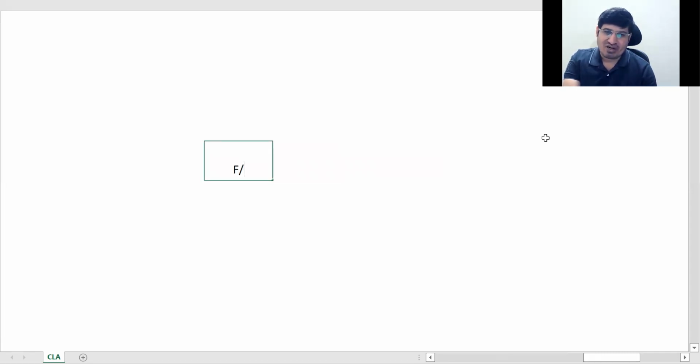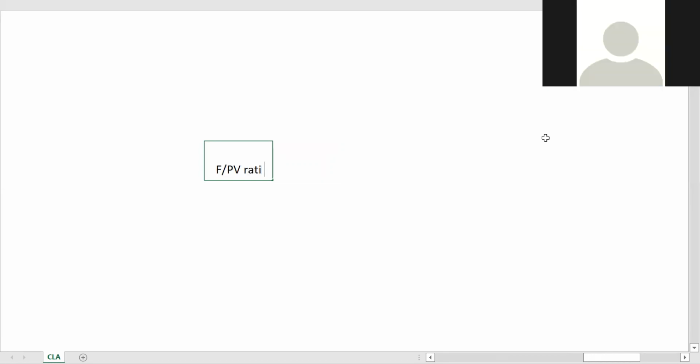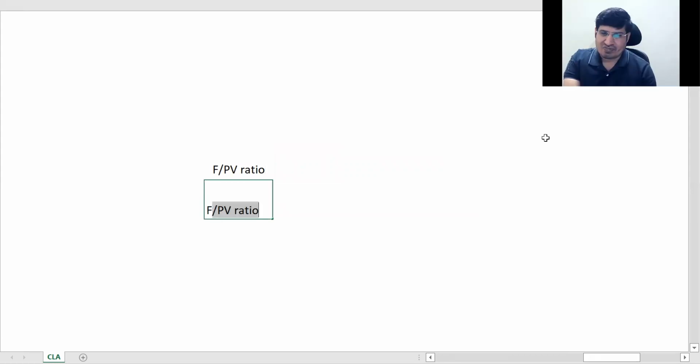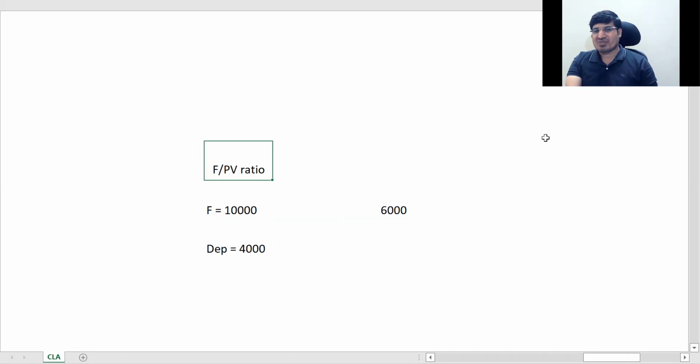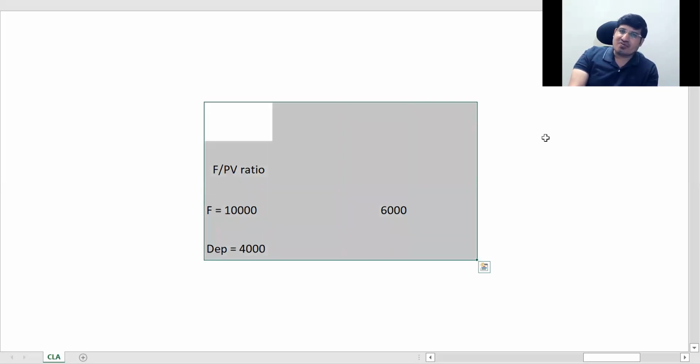For example, when you do F upon PV ratio, they'll give you F equals whatever, say 10,000. In this they'll give depreciation equals 4,000. So you only have to know here that to get cash fixed cost you have to do 10,000 minus 4,000 and you'll get 6,000. Once you get 6,000, then 6,000 upon PV ratio, that's all. There is no more detailing than this. There aren't many problems asked in exams, but there will be at least 1 or 2 such small problems. So when we do it with the scanner, then you will be able to see it. That's all, the detailing is not more than this.